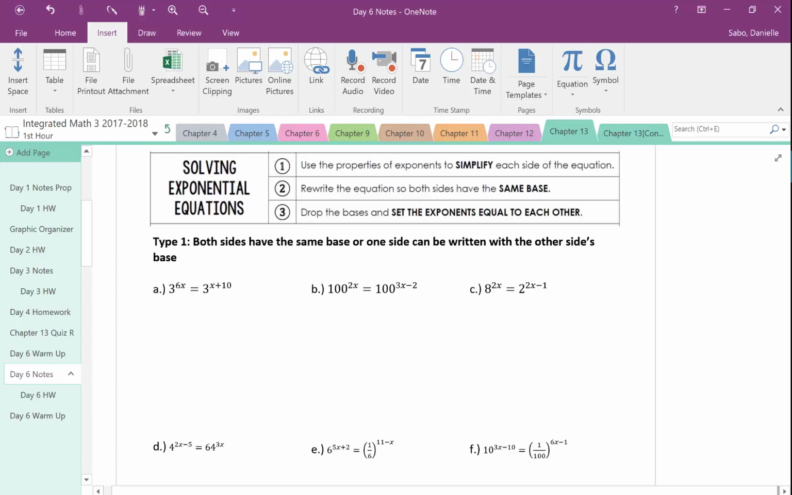Your quizzes should be in by the end of the day. They're graded. We just did not put them in yet. So they'll be in by the end of the day.